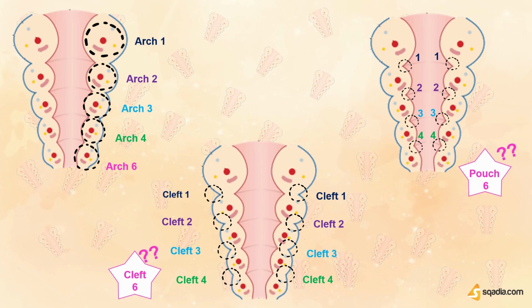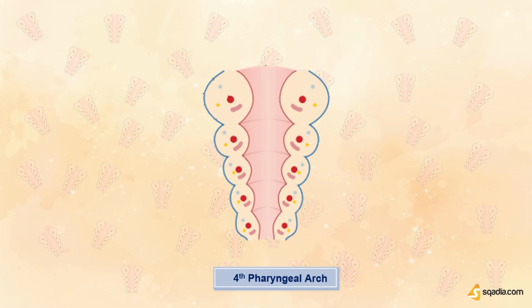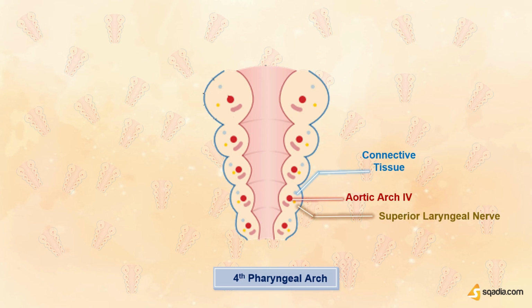Now, let's start with the 4th pharyngeal arch. Here is the location of the 4th pharyngeal arch. The 4th pharyngeal arch also contains its own connective tissue, muscle, nerve cell precursors, and blood vessels. So, here is connective tissue. Then, aortic arch 4. Then, this is superior laryngeal nerve and muscle cells.